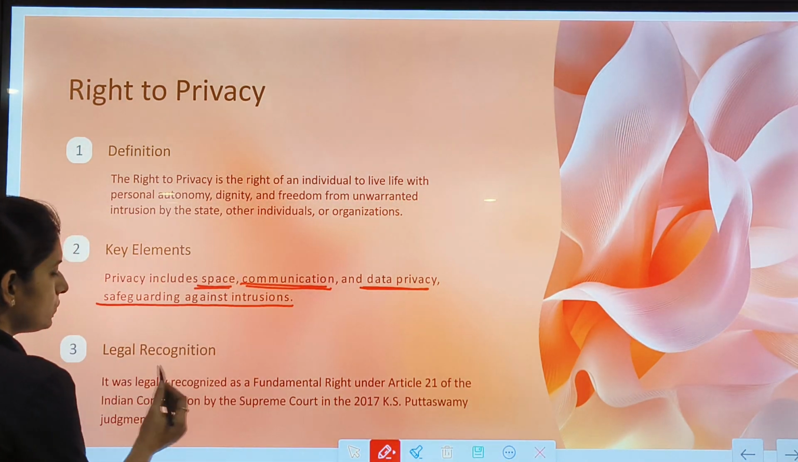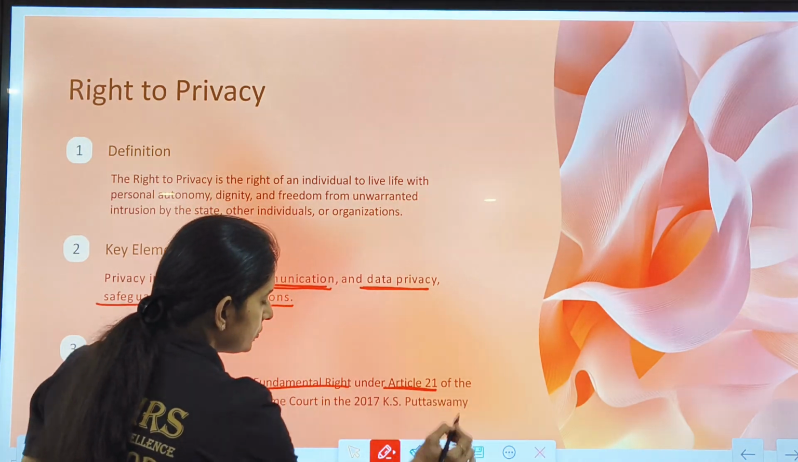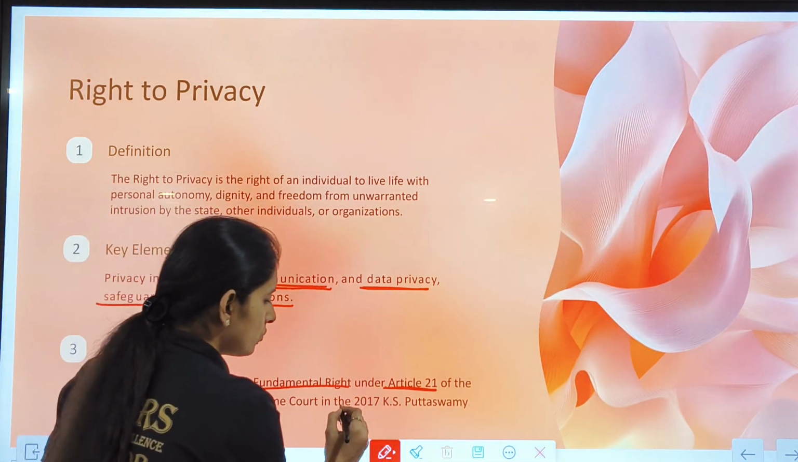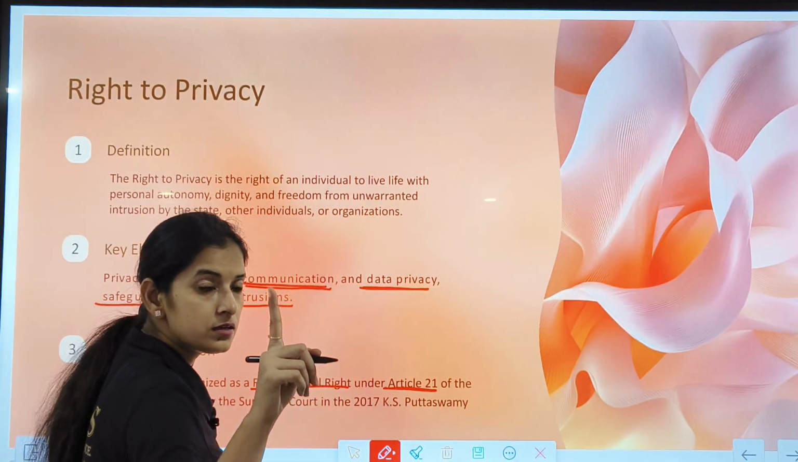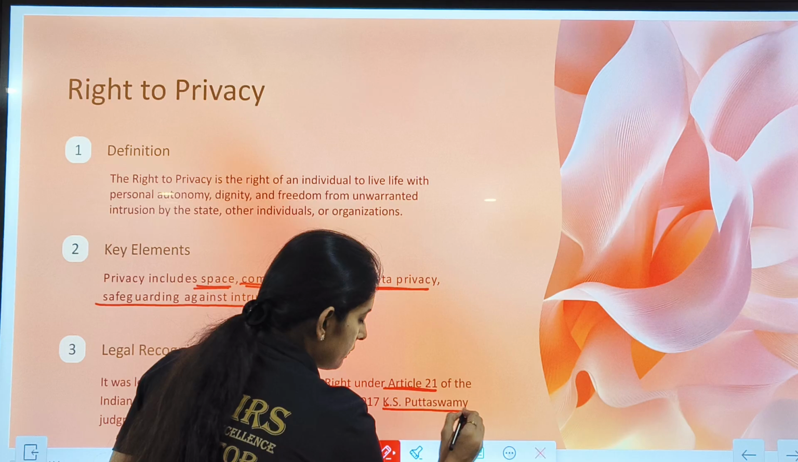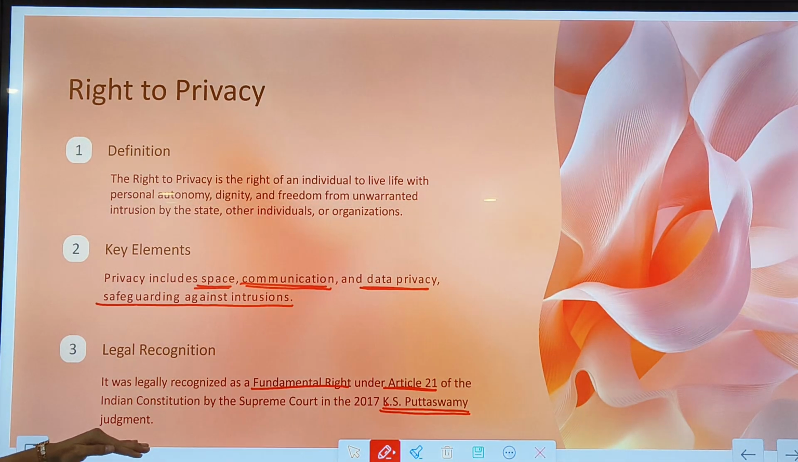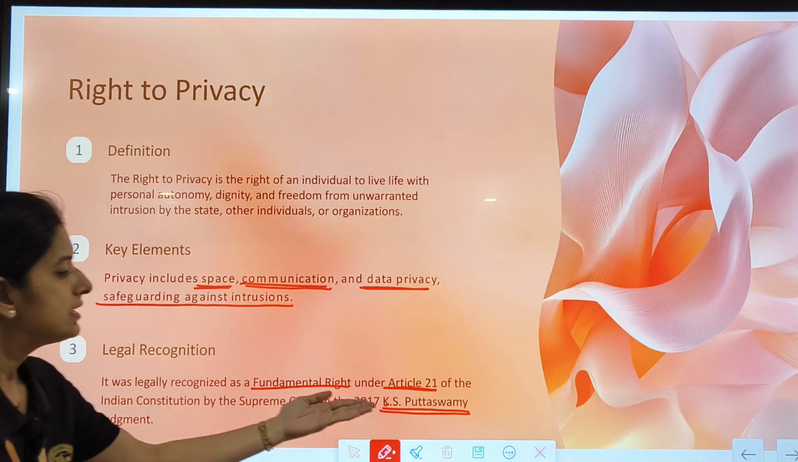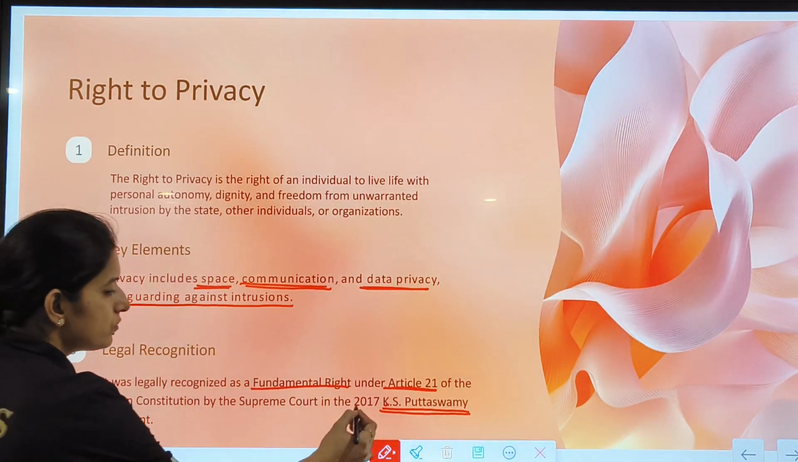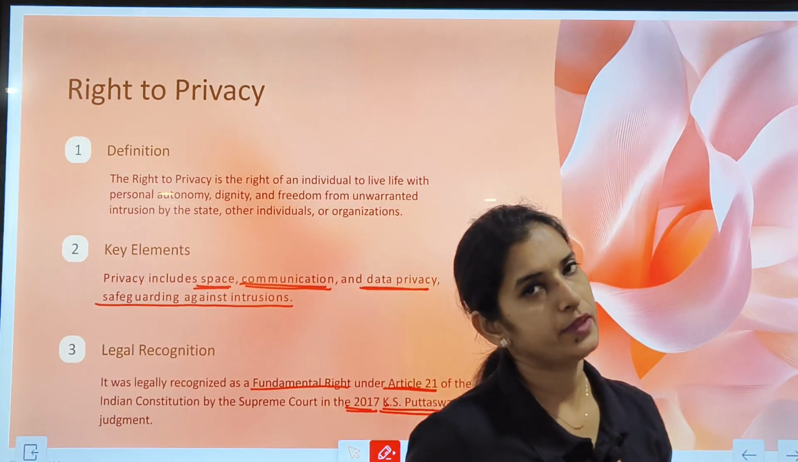Legal recognition. It was legally recognized as a fundamental right under Article 21 of the Indian Constitution by the Supreme Court. Who was the judge who gave this order? It was K.S. Puttaswamy, who was the judge who gave this judgment. It was K.S. Puttaswamy. Clear? And the right to privacy was actually implemented in the year 2017. Understood?